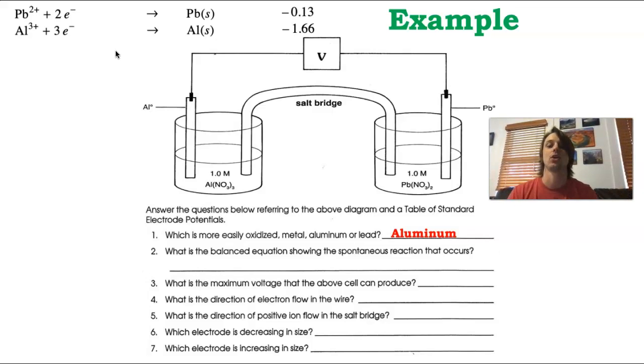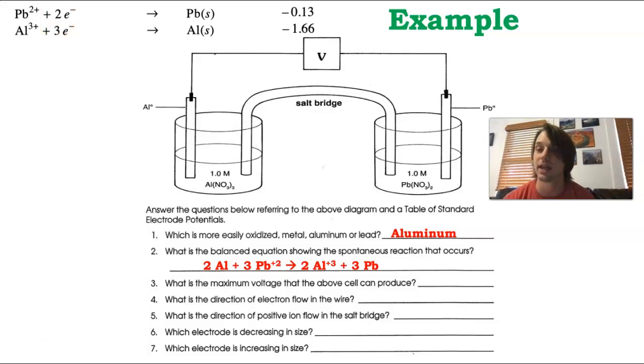What is the balanced equation showing the spontaneous reaction that occurs? So with aluminum and lead, to equalize these electrons, I need to multiply lead's reaction by 3 and aluminum's reaction by 2, also flipping aluminum. So when I flip aluminum and multiply it by 2 and multiply lead by 3, I end up getting this overall redox reaction.